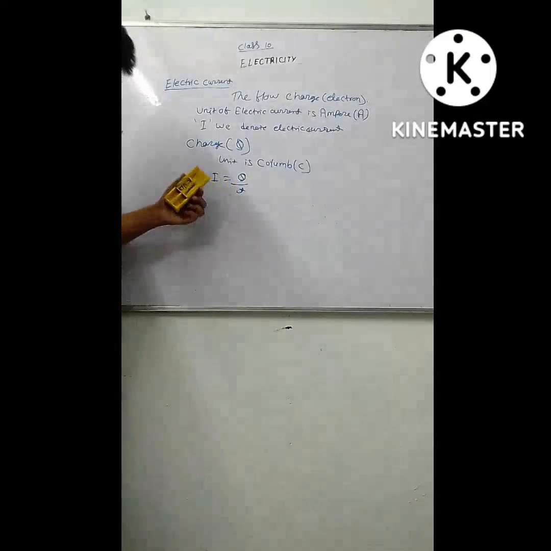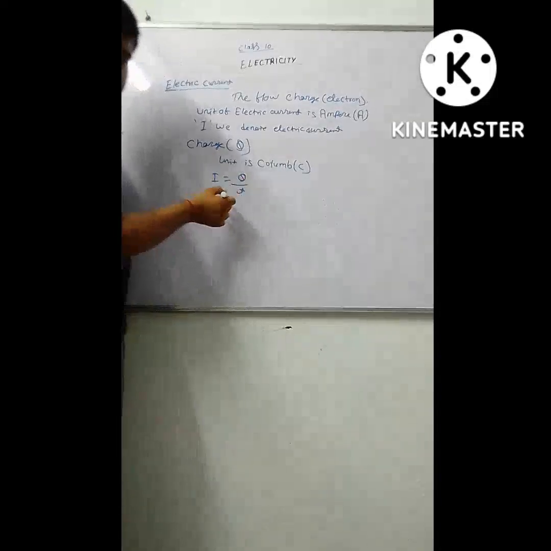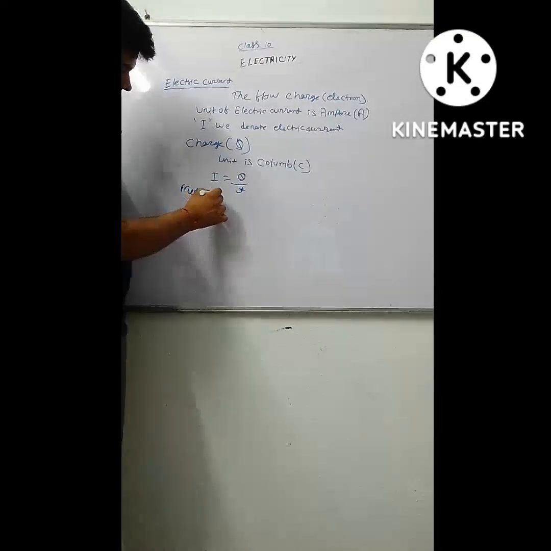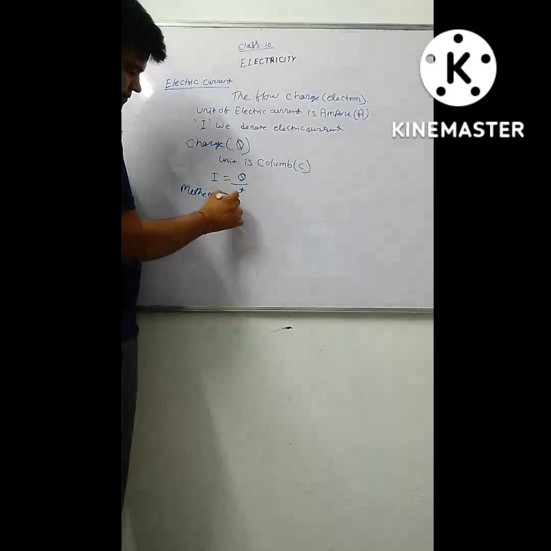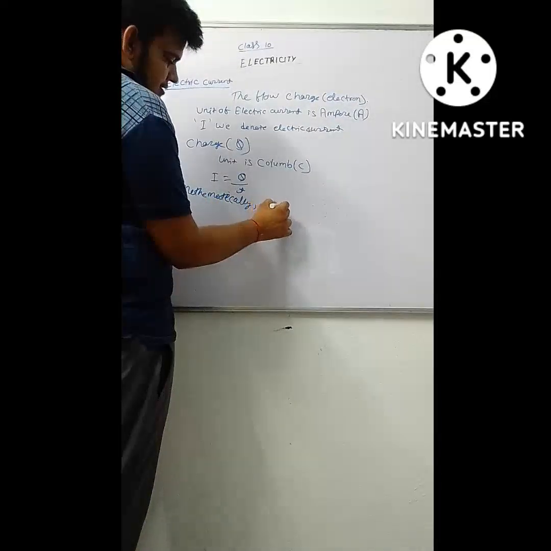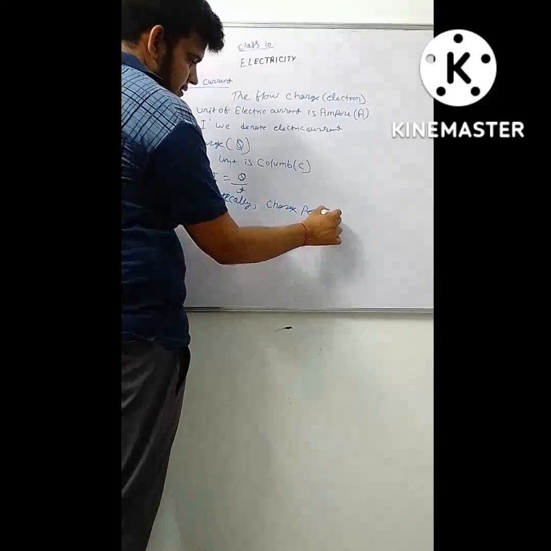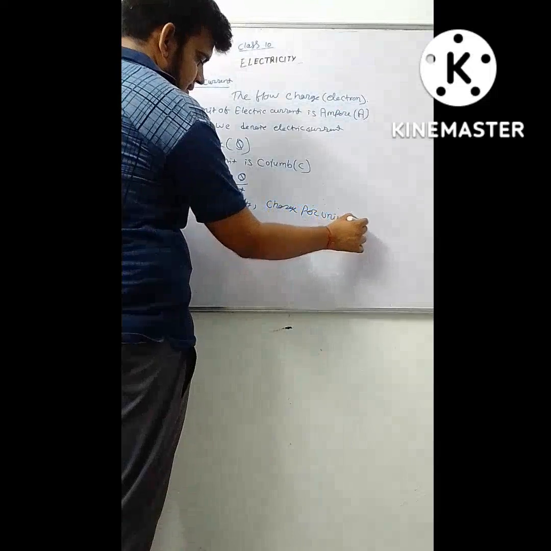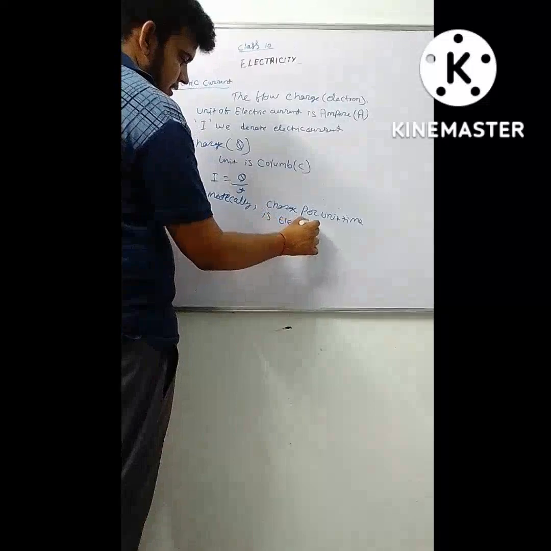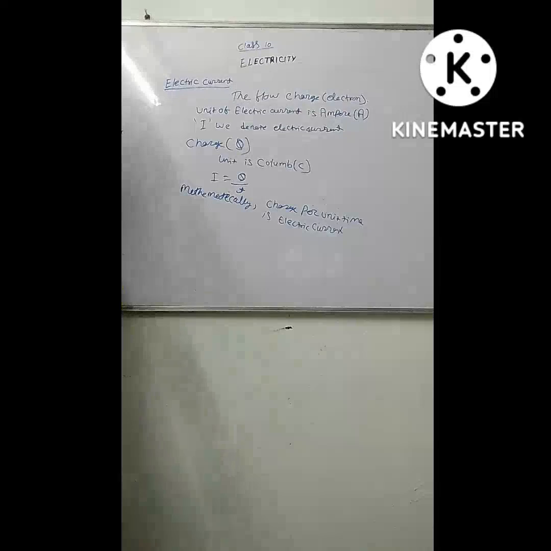So, with the help of this mathematical formula, we can define electric current as the rate of flow of charge per unit time. Mathematically, we say charge per unit time is electric current.